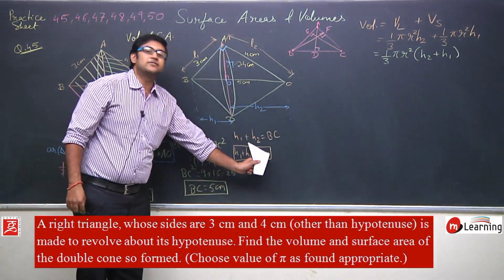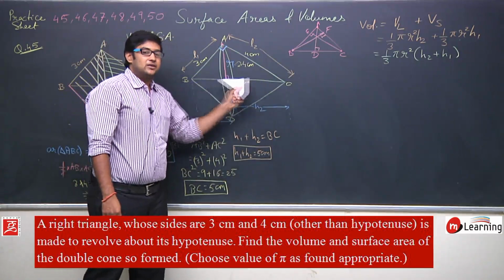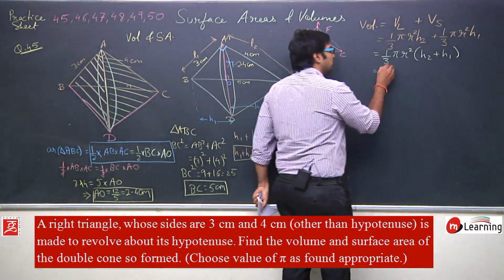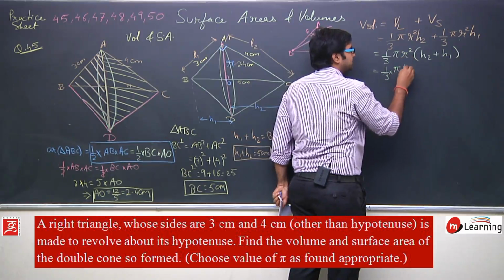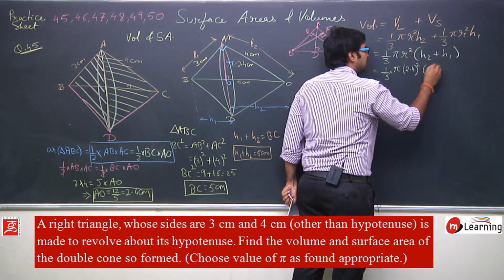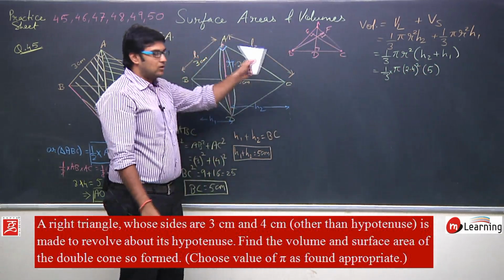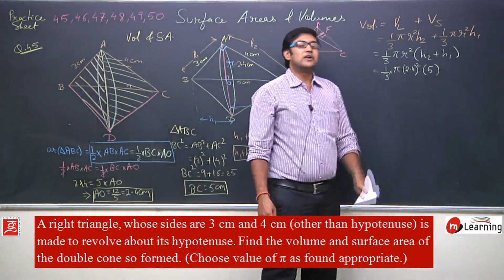I can see this is 5 centimeters because h2 plus h1 is BC. h2 plus h1 represents BC. So here I can do 1/3 pi into radius, which is 2.4 square, into h1 plus h2, which is 5. So the volume of this cone will become 1/3 pi 2.4 square into 5.